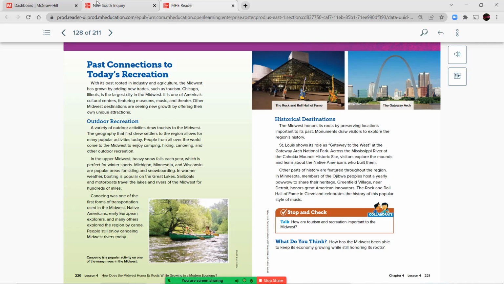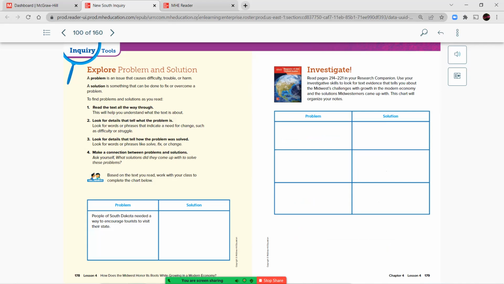So for our last section in our problem and solutions here, our problem was that Midwestern cities were trying to find ways to grow and become a tourist destination for others. And their solution was that cities added tourism and recreation opportunities to their economies to attract visitors. So they had things like state fairs and things that were unique to their area to help more people want to come and visit.